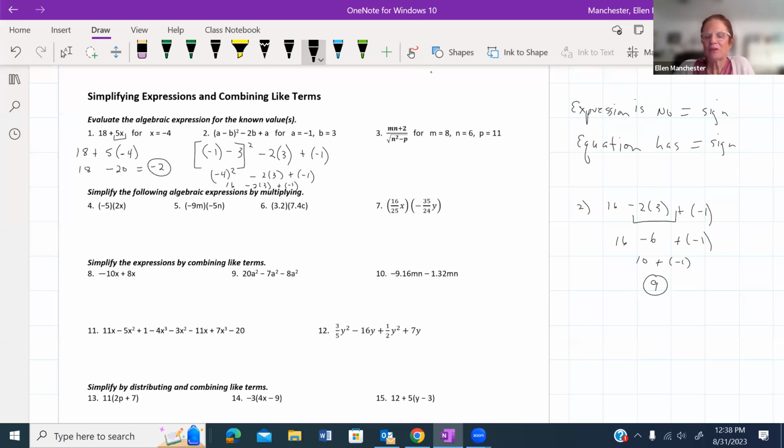Okay. So order of operations is going to be key for this class. It's the foundation for everything that you're doing. All right, let me move this over and I'll do this.